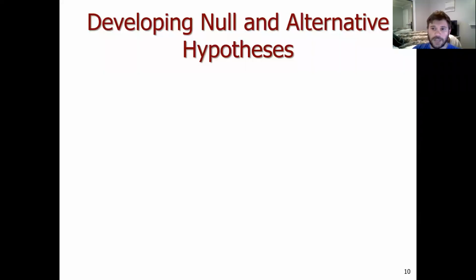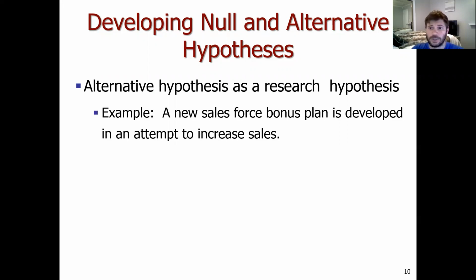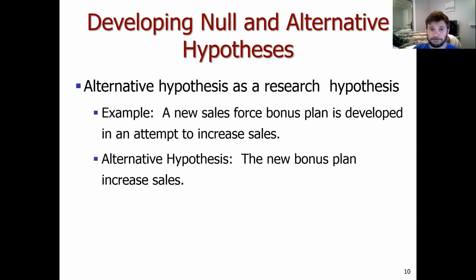So let's look at another example here of how to think about this. Again, as the research hypothesis, maybe a new Salesforce bonus plan is developed in an attempt to incentivize better salesmanship and in order to increase sales. So the alternative hypothesis could be here that the new bonus plan does increase sales. And we're looking for evidence that says, hey, after we implemented this change, the sales values are very, very high relative to what they were originally.